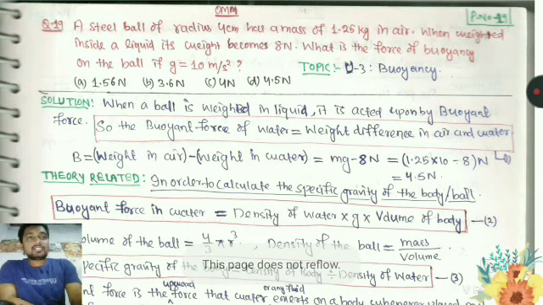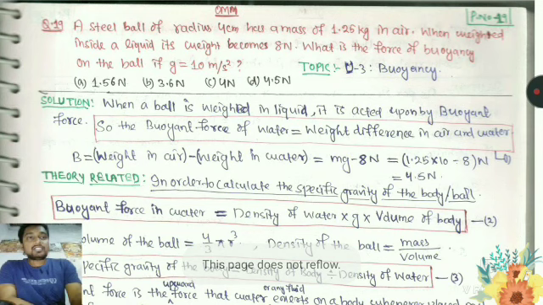Then what is the extra? The extra is the acceleration achieved by a ball when released at the surface of a liquid. It is given by g minus B by m, where capital B is the buoyant force and m is the mass of the ball.